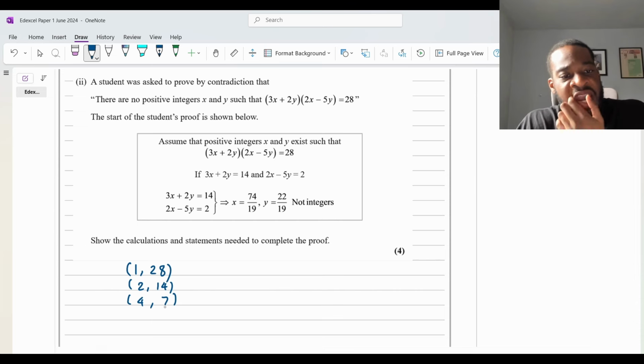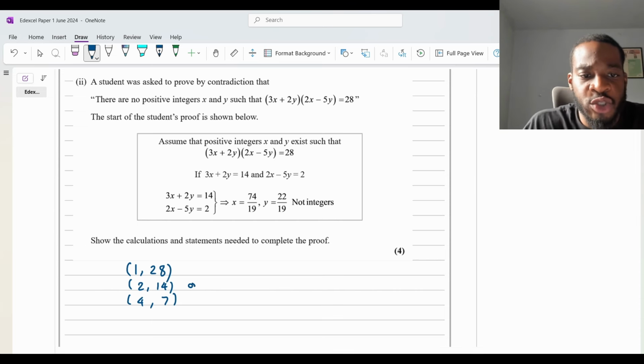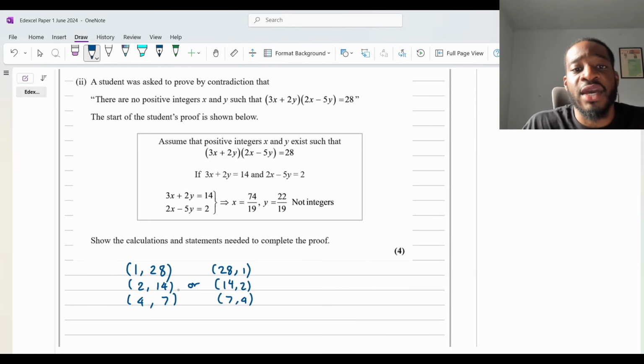Okay. And now what I can do is swap those over, right? Because remember, multiplication is commutative. I can change the order around, right? So I could also have 28 and 1, and then I could have 14 and 2, and then I can have 7 and 4, like that, right? These are all pairings of numbers that when you times them, you get 28.